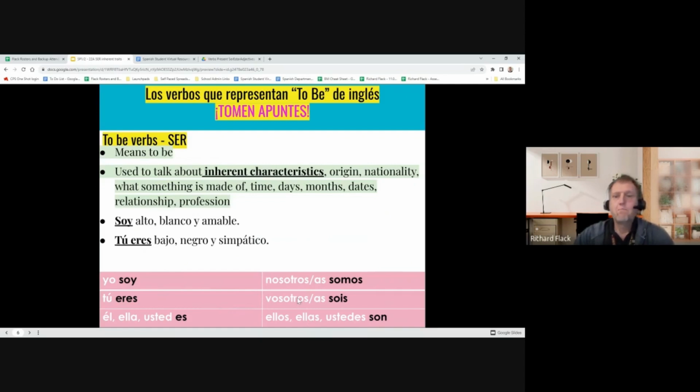So I would recommend pause the video at this point, make a flashcard. On one side, put the verb ser, on the other side, the conjugations, and keep practicing until you know them forwards and backwards. All right, inherent characteristics. For example, soy alto, blanco y amable. I am tall, white, and likable. Tú eres bajo, negro y simpático. You are short, black, and nice.